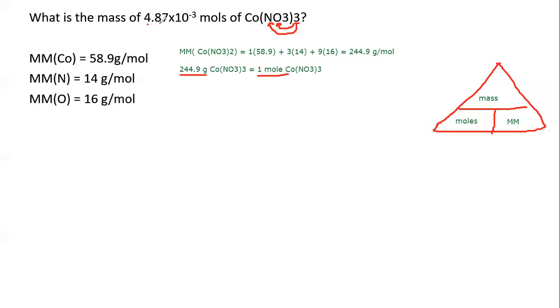But up here we have less than 1 mole, so our mass should be less than 244.9, because 1 mole weighs 244.9. If we have less than 1 mole, it's going to weigh less than 244.9. So now we'll set up our train track.